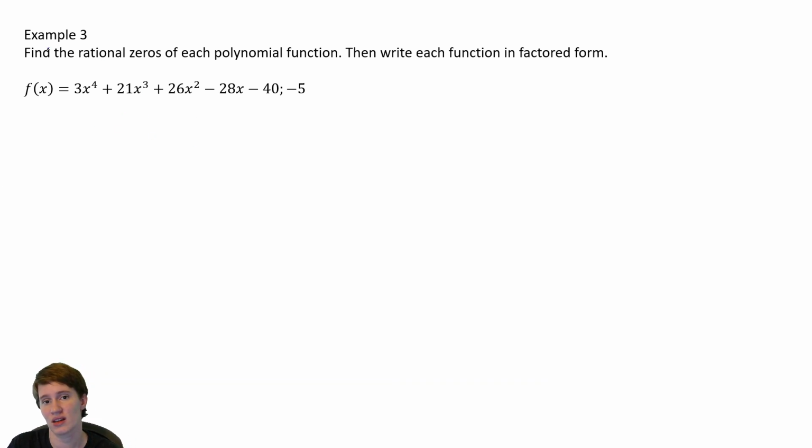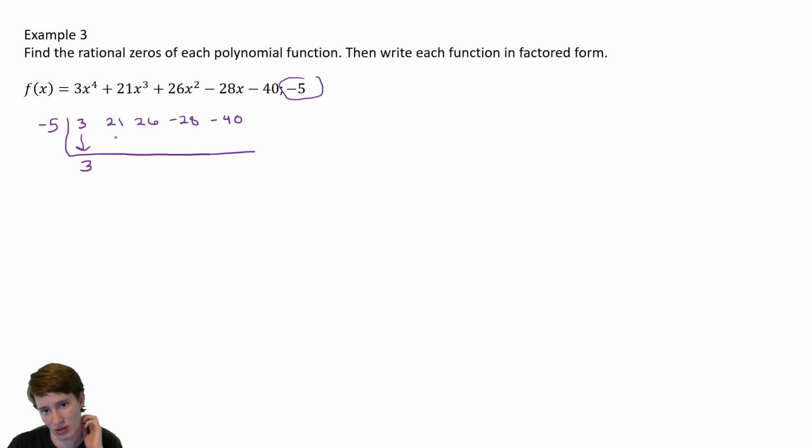So this idea would be, they're actually giving us a 0, negative 5, and so we take that negative 5 and we do synthetic division, and then we're going to look at what we have left and see if we can factor it. So I'm going to put the 3, the 21, the 26, the negative 28, and the negative 40. I'm going to do some synthetic division, so I'm going to drop the 3. I'm going to multiply negative 5 times 3, which is negative 15. 21 minus 15 is 6. Negative 5 times 6 is negative 30.